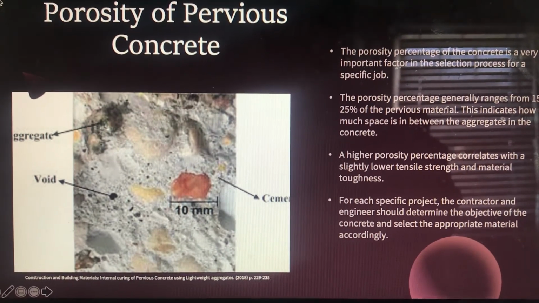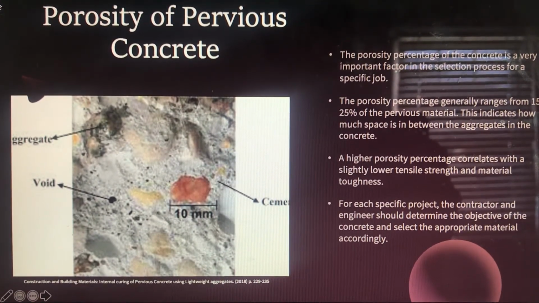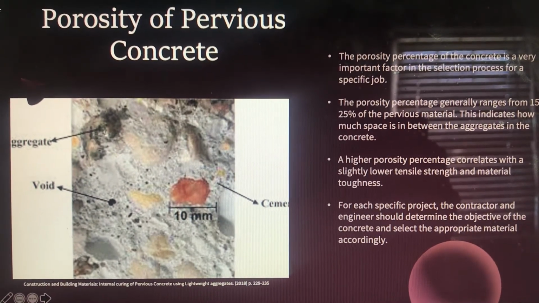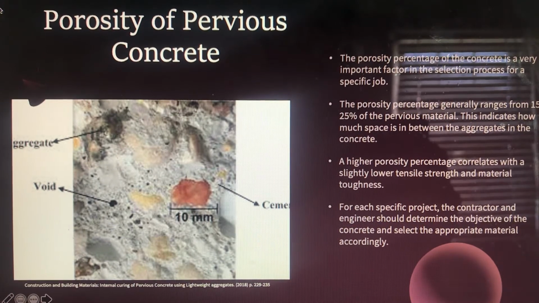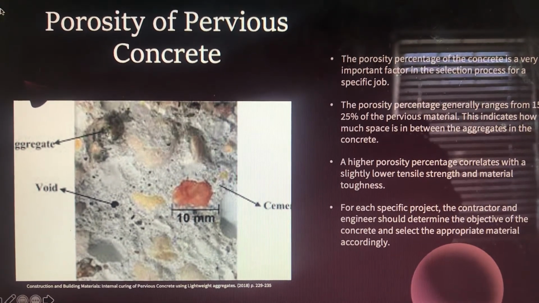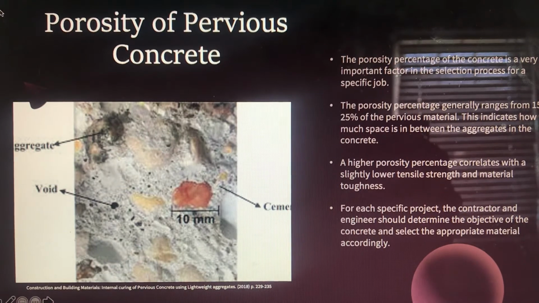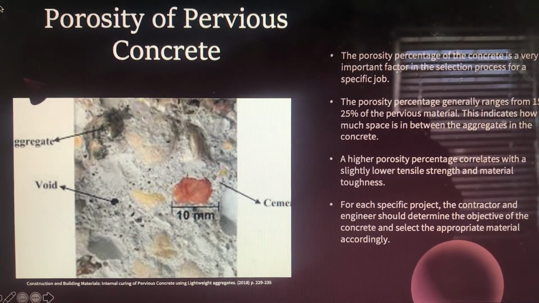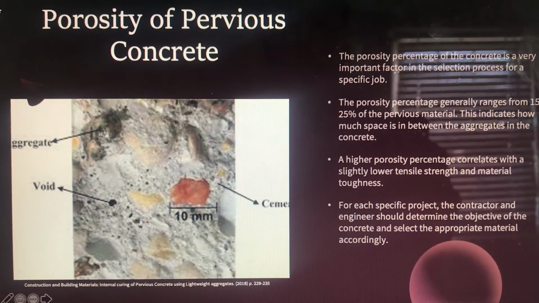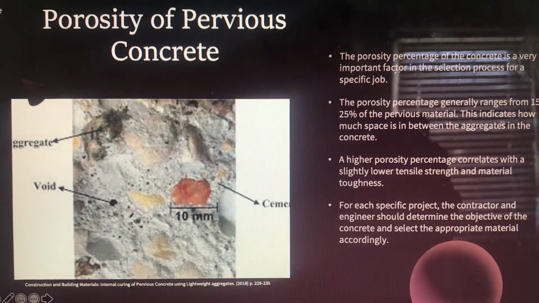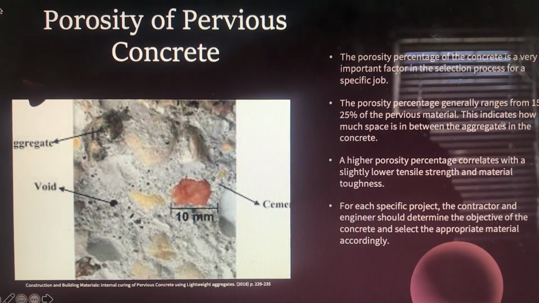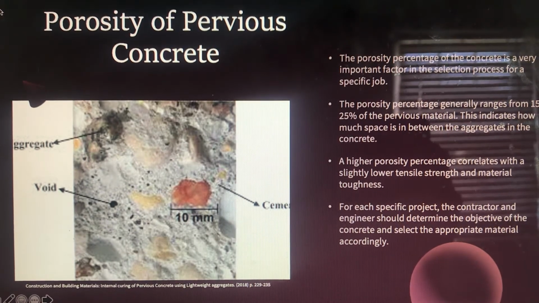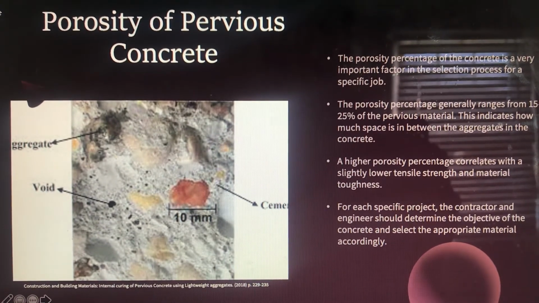And when a contractor and an engineer are deciding what to do with their project, they really need to meet and decide what intention they want the pervious concrete to serve, because from that you're going to select your porosity percentage. So if you want good water transfer but better compressive strength, you're going to go with 15. But if you want very good water porosity, you're probably going to go with 25, if you can afford to not have as much compressive strength.